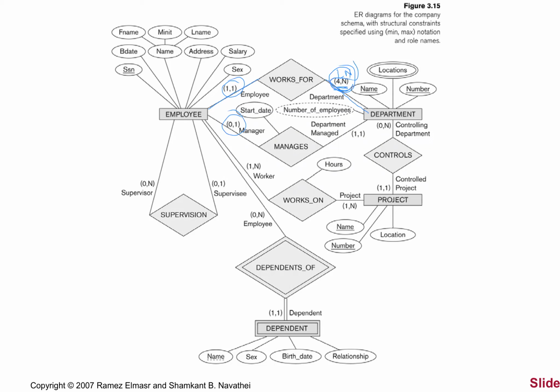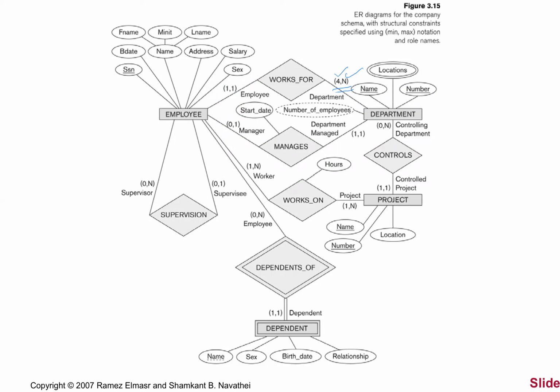If it is 4 and n, that means every department has to have how many minimum employees? 4 minimum employees. But then that's not the problem given for the company database. So we'll not take it for granted it is 4. Had it been specified in the problem definition that minimum 4 employees have to be there, we will take it for granted that it is 4 minimum and maximum n. But however, it has not been specified, so we will not take it for granted. Okay. So all that has been improvised.